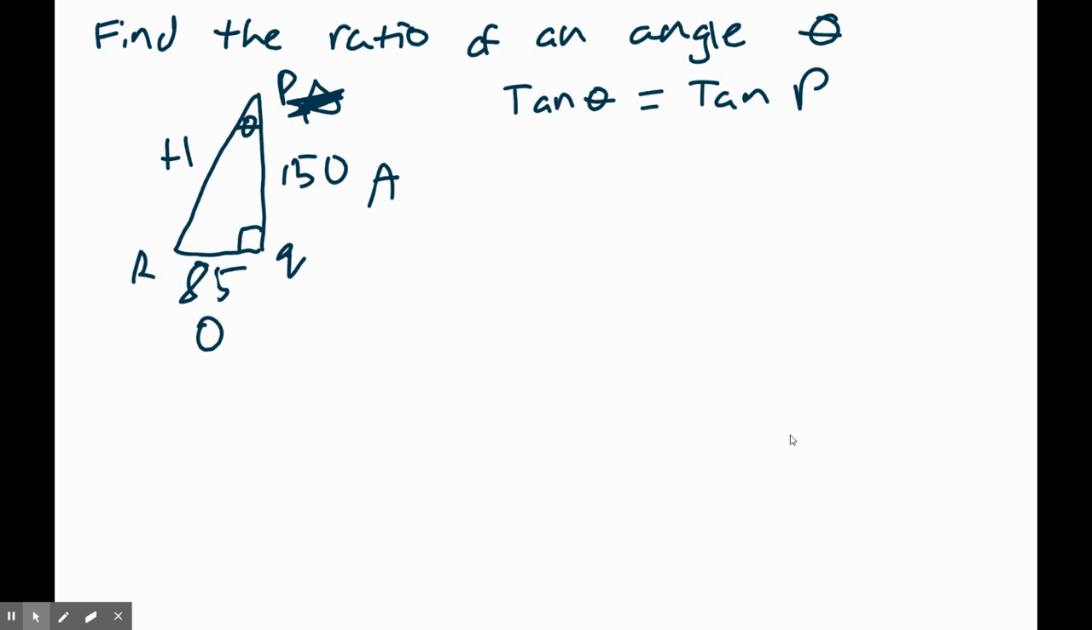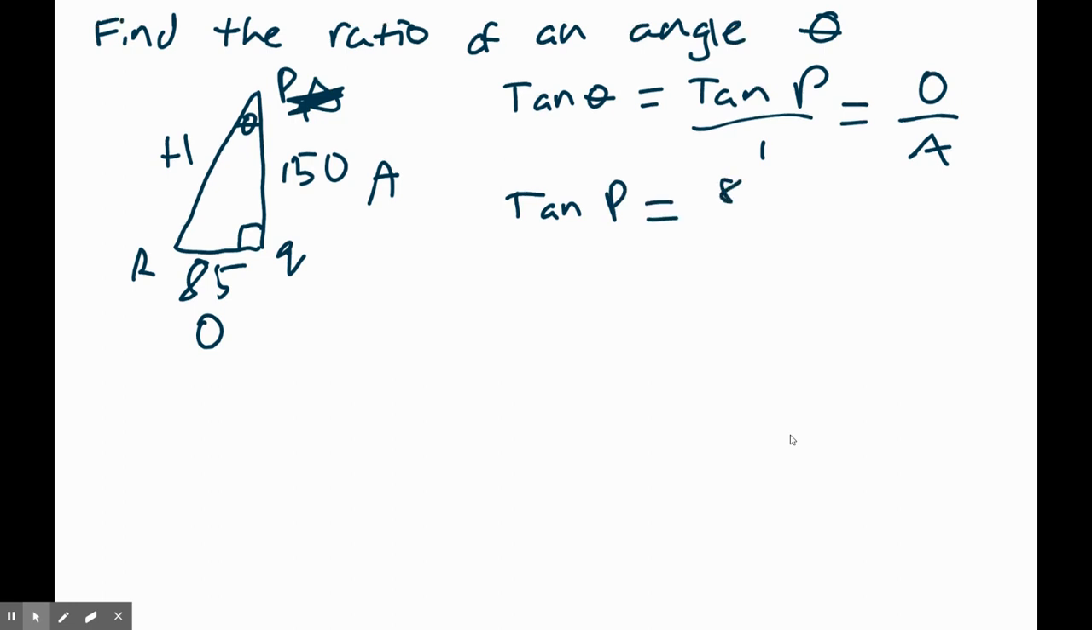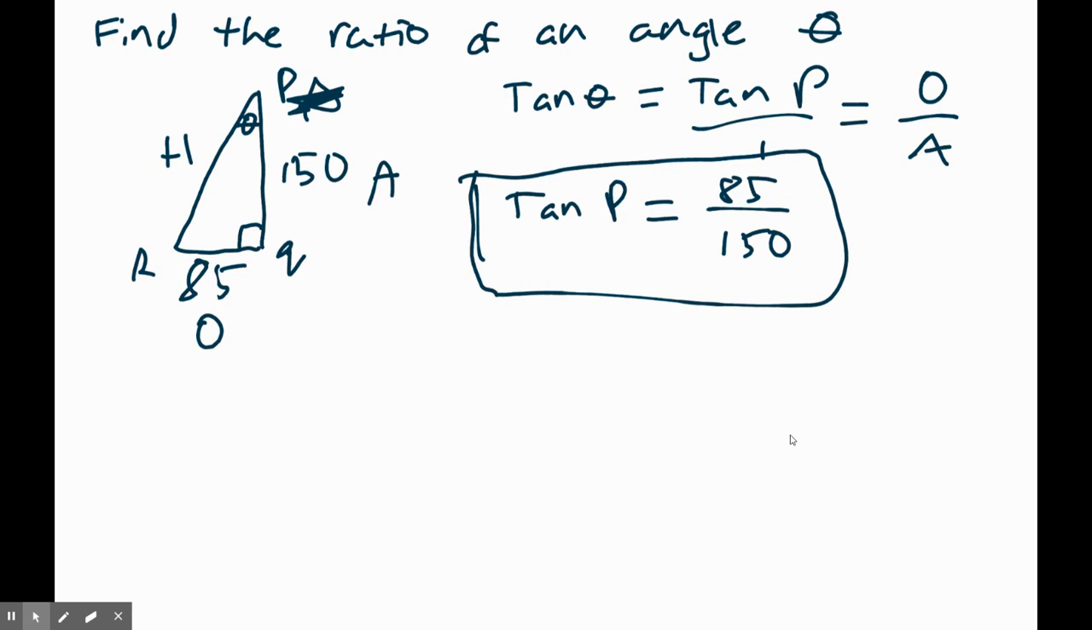So now we can go ahead and set up what we have talked about. We need to remember that the tangent of P over 1 is equal to opposite over adjacent. So what we're going to do now is substitute in the values. So the tangent of P is equal to 85 over 150. And that's going to be our ratio for the tangent for P. That's going to be that angle measure.